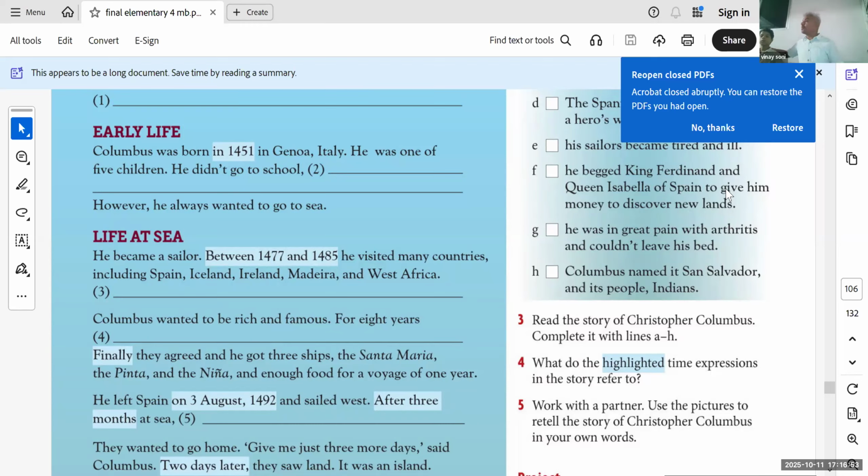On the 3rd of August, 1492, he started his journey. Where did he start his journey? He started his journey in Spain. He left Spain. And which direction did he go in? He sailed west.